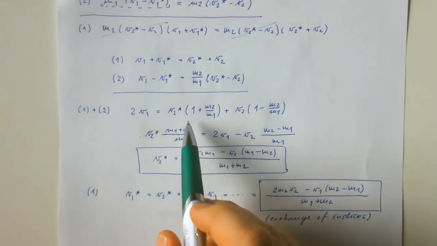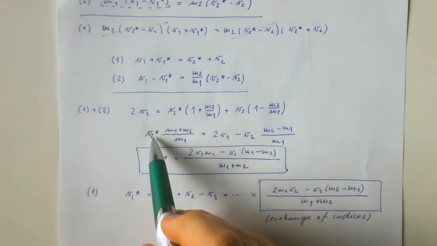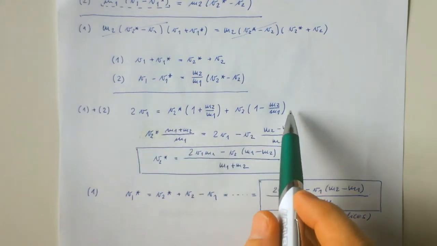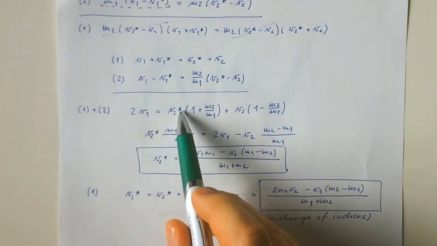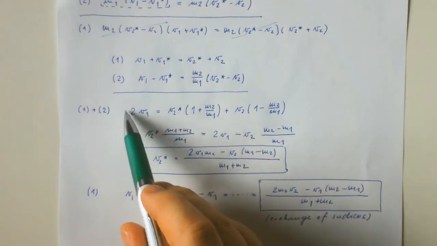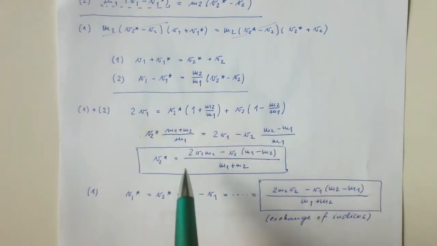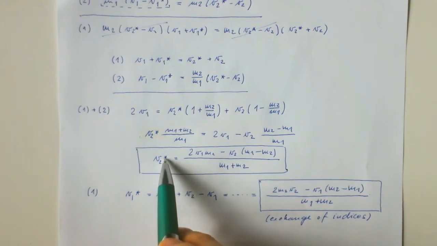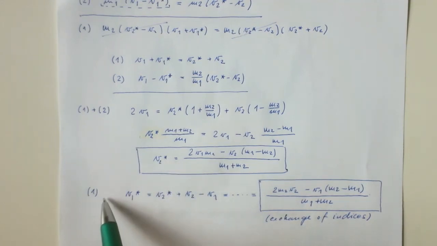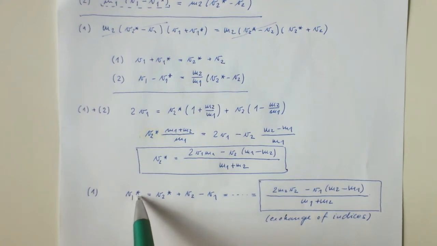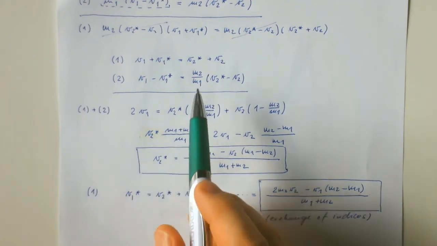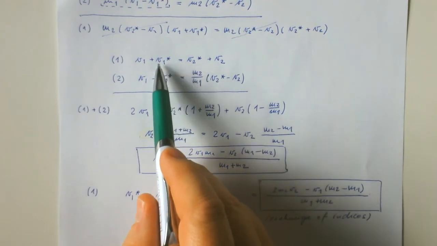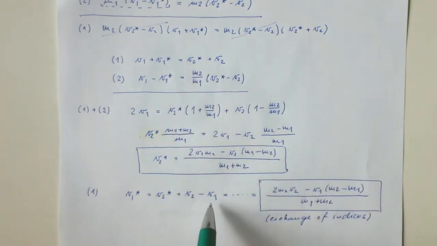Finally, I can very easily express v2 star from this equation, because v2 star is the only variable in this equation. So this is the final result for v2 star. Finally, I can calculate v1 star from this equation, and if I substitute for these terms, I can get this result.